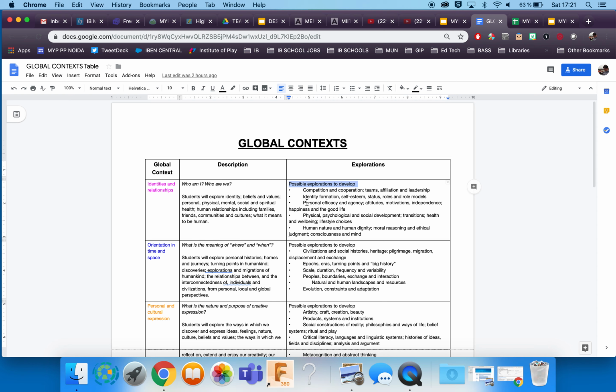You don't have to use them. However, I find they're really, really useful for subject planning, for unit planning. They really, really help drive a unit forward to make sure you've got the right global context for what you're trying to explore. I think they're fantastic.